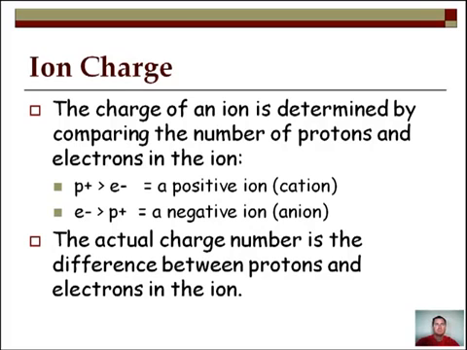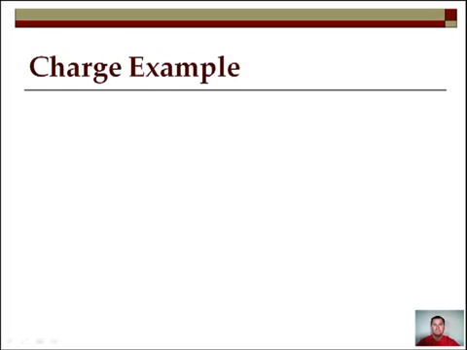So hydrogen, for example, is +1. Chlorine is -1. Oxygen, -2. Okay, because we gained 2 electrons. Pretty easy to follow along with this, but it's really important that you understand this. So let's look at a couple examples here.